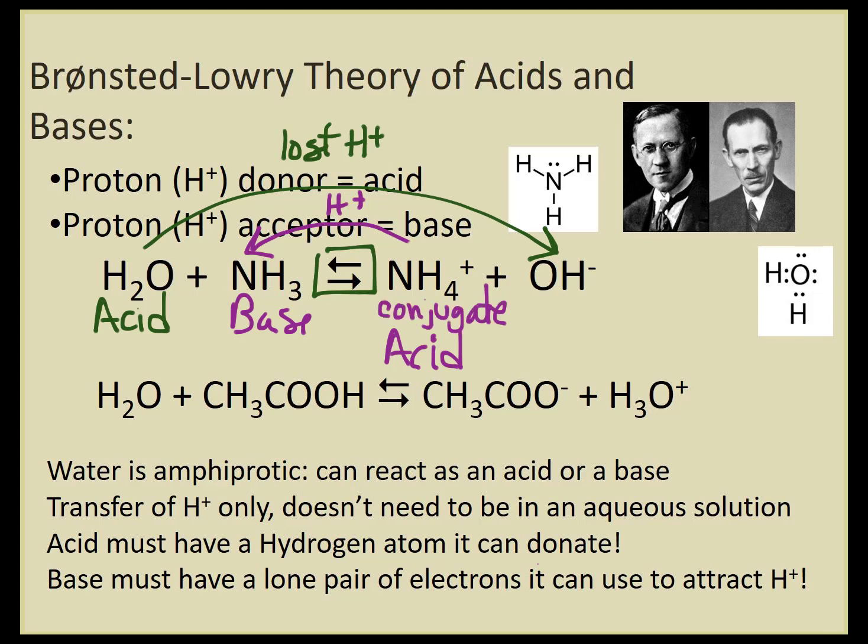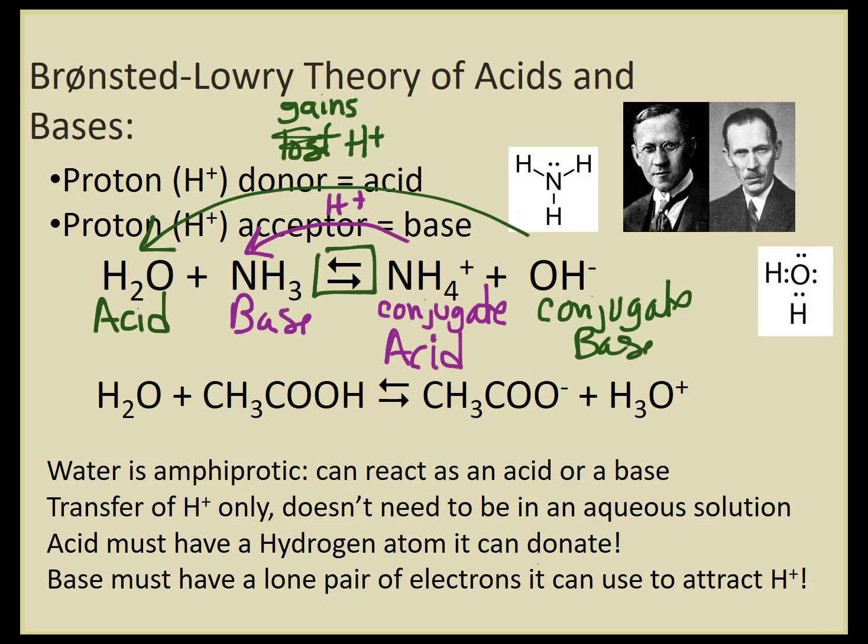So now look what happens. Your base on the left-hand side becomes the conjugate acid. So that means, what does the acid become? It becomes the conjugate base. I see that when I go backwards, my OH minus gains an H plus, so that makes OH minus the conjugate base. And it's always this pattern.